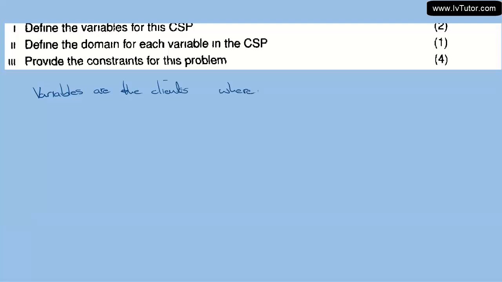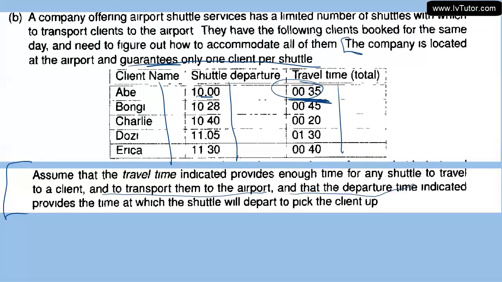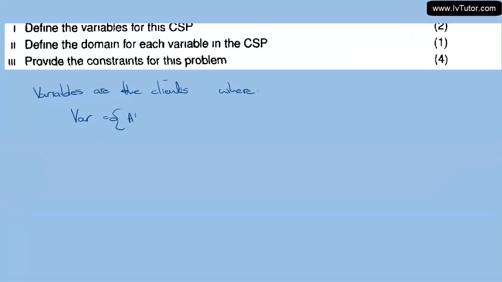Where we're saying variable var will be a set of the clients. We say A, Bonnie, Charlie, Dozy, Erica. Abe, Bonnie, Charlie, Dozy, Erica. So these are the variables.